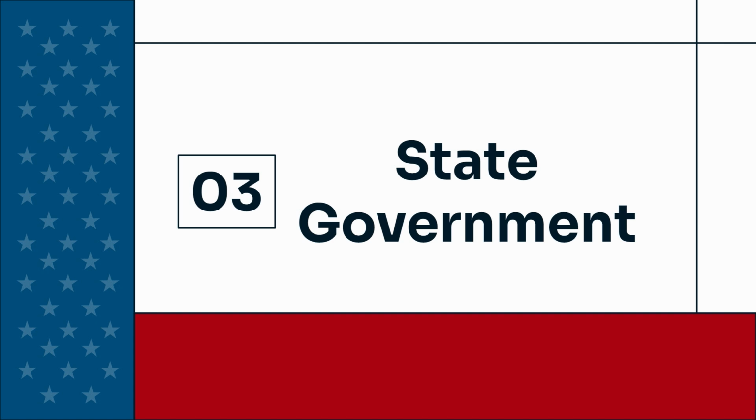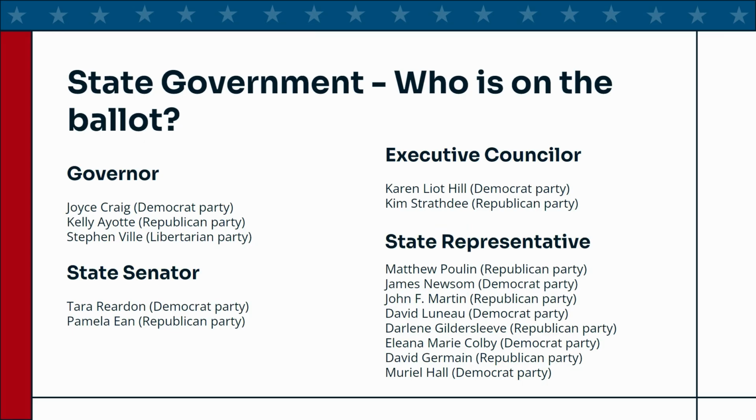Lastly, which state positions are up for election? The first position is the New Hampshire governor. The executive power is vested in the New Hampshire governor, meaning they are responsible for the faithful execution of all the laws. Unique to only New Hampshire and Vermont, the governor serves 2-year terms. The candidates in this election are Joyce Craig of the Democrat Party, Kelly Ayotte of the Republican Party, and Stephen Ville of the Libertarian Party.